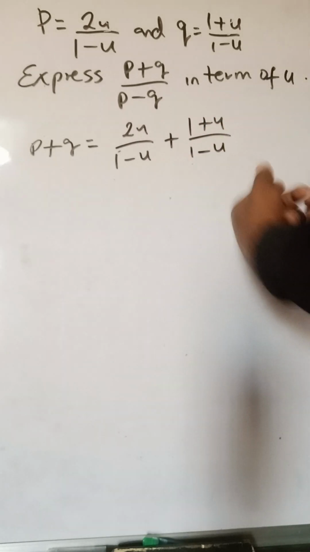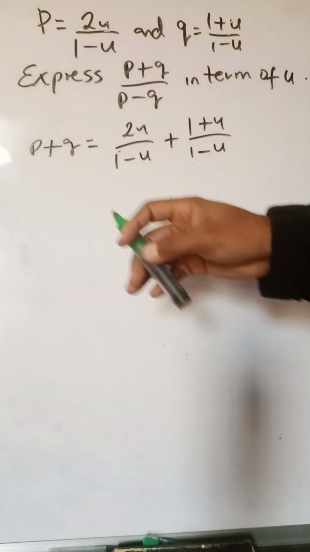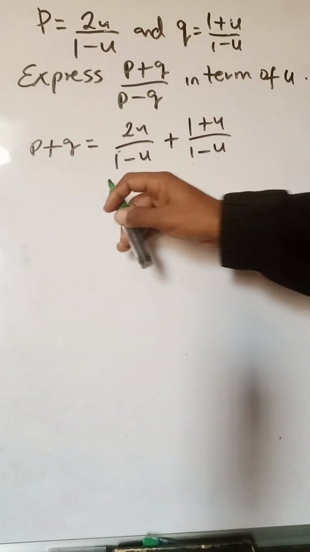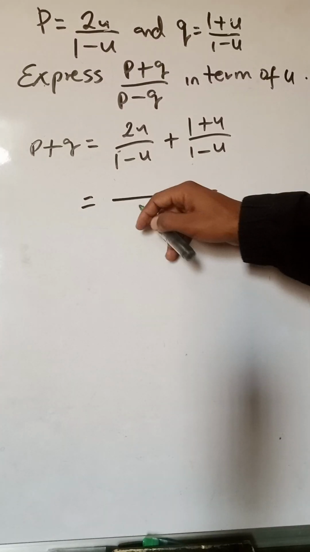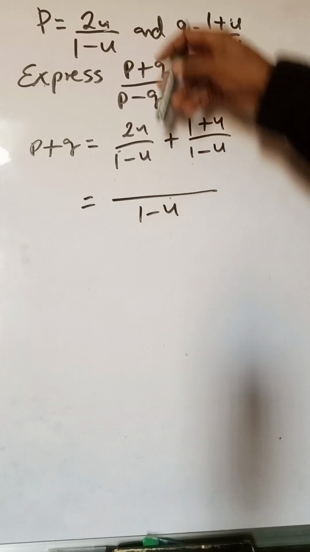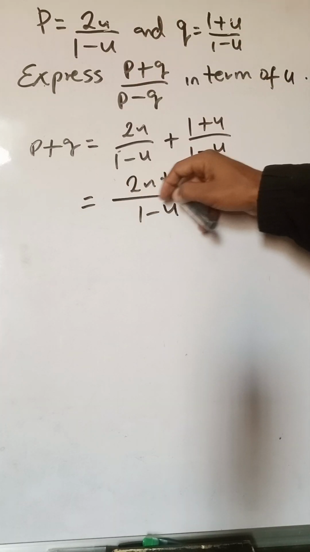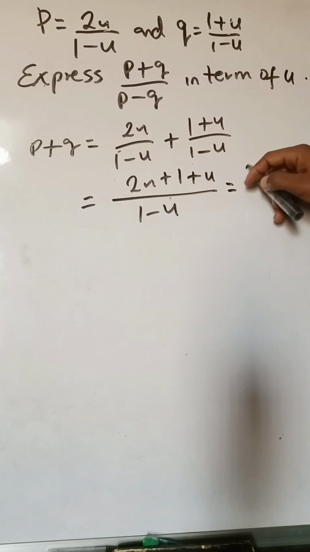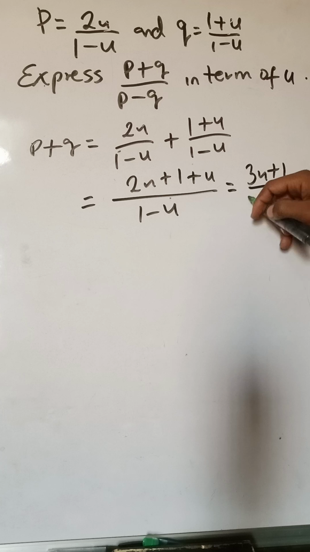The denominators are the same, so simply add the numerators. Since the LCM of items that are the same is the same, it will still give you the same thing. So you have 1 minus U, right? Then the numerator you have 2U plus 1 plus U. This gives you what? 3U plus 1 over 1 minus U.